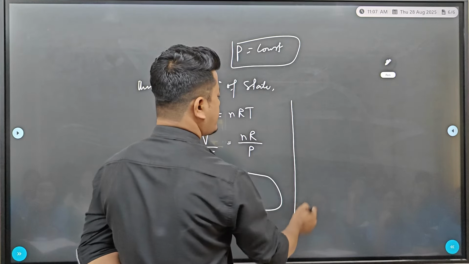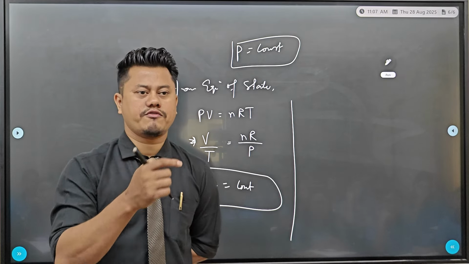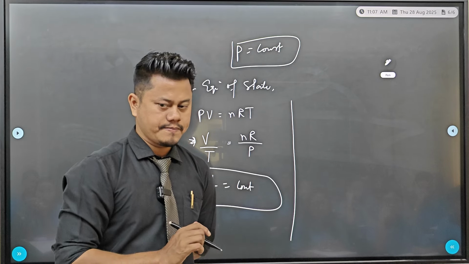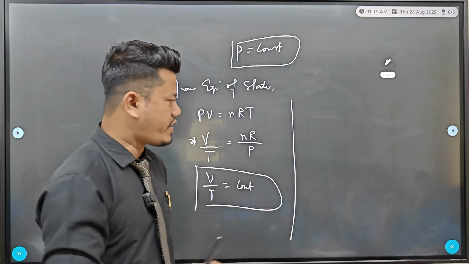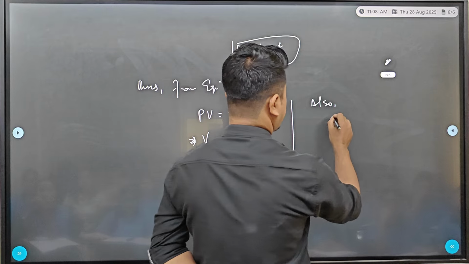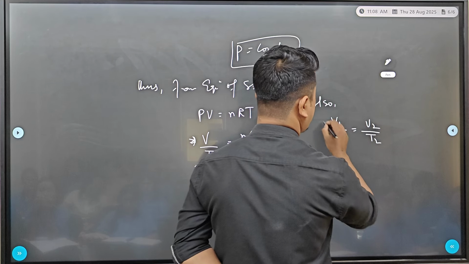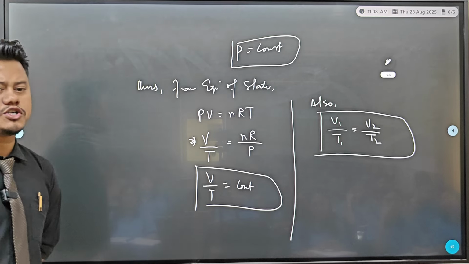So if I consider the initial state and final state, let me assume that the gas has V1 as volume, T1 as temperature in the initial state, and V2 as volume, T2 as temperature in the final state. Then what can I write? This expression can be termed as V1 by T1 equal to V2 by T2. Understood or not? This is the equation of isobaric.